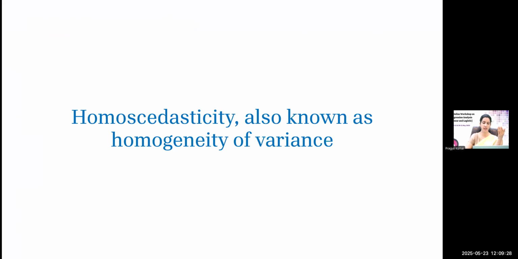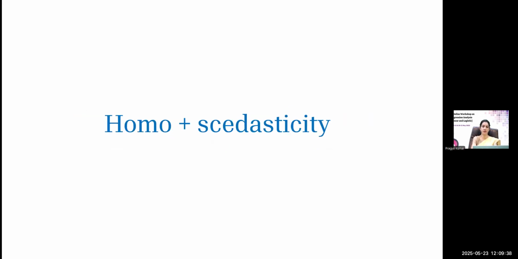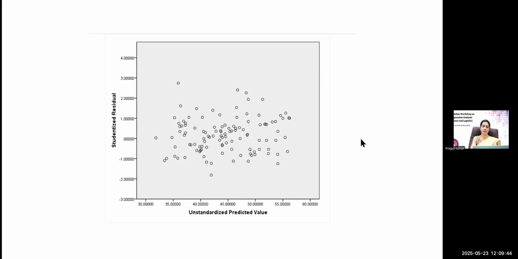Before that, I think the slides are of homoscedasticity, and I have not explained it fully. Homoscedasticity is also known as the homogeneity of variance. Homo means equal and scedasticity means spread. So how do we measure it? If you see this graph, if you draw a line, it is scattered. It is not showing any pattern.